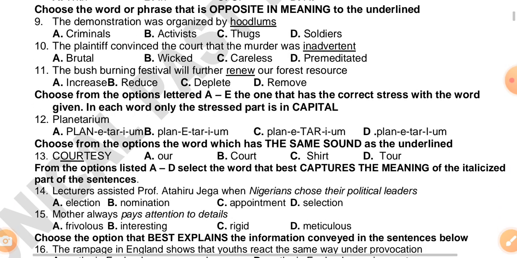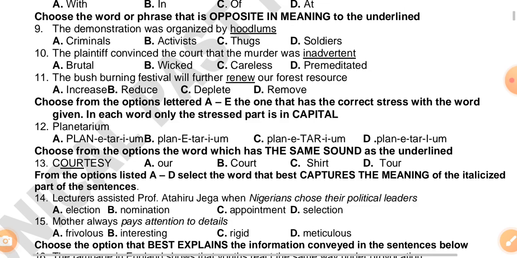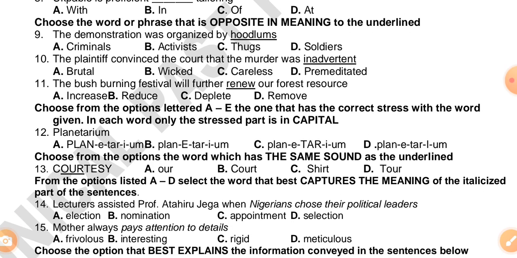Okay. Question number 11. The bush burning festival will further renew our forest resource. What is the opposite meaning of renew? A, increase. B, reduce. C, deplete. D, remove. Let me give you question 11 as an assignment. I want you to give me what you think is the answer to question number 11.